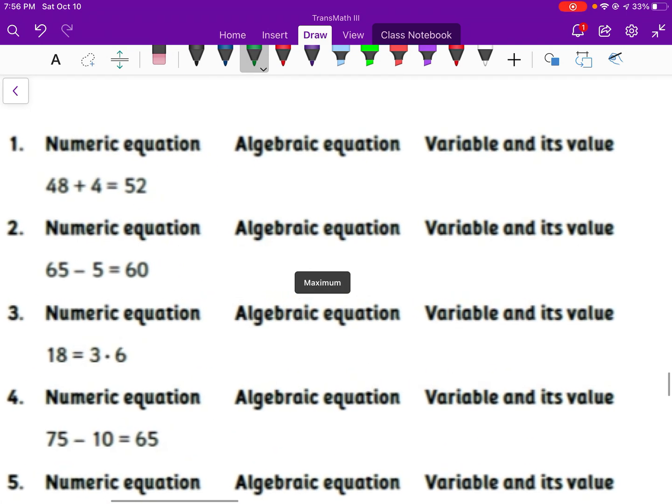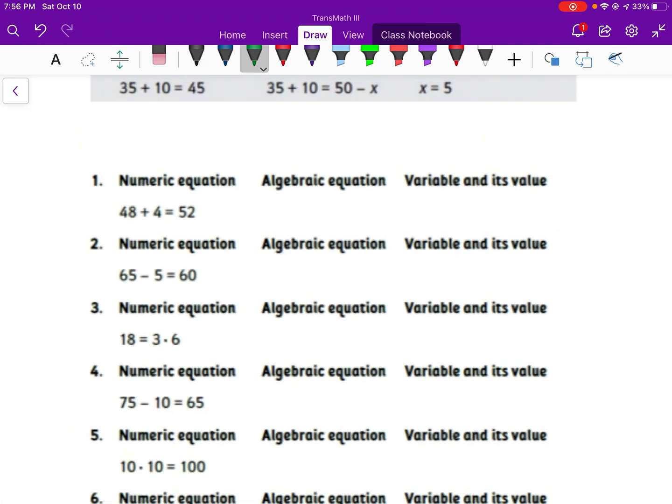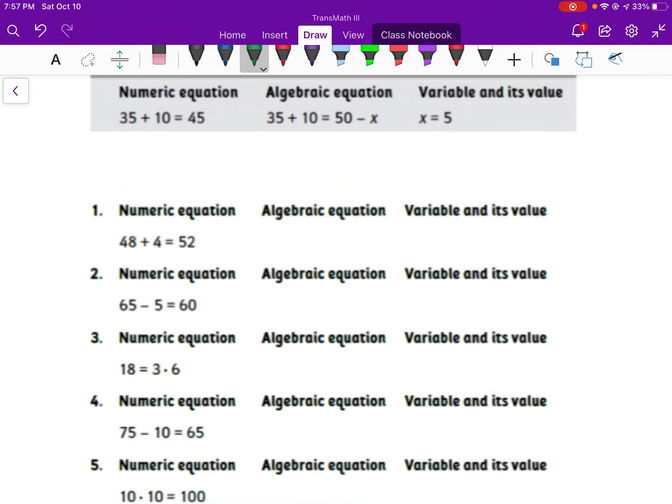All right, so here we're going to write our algebraic equation and then the variable and its value. Our numeric equation in number 1 is 48 plus 4 equals 52. So I'm just going to say 48 plus 4. We can leave it that way. Now we know it has to equal 52, so I could say something like 50 plus b. The left side is equal to 52, so I need to make the right side equal to 52. And the b value that's going to cause that to be 52 is 2.